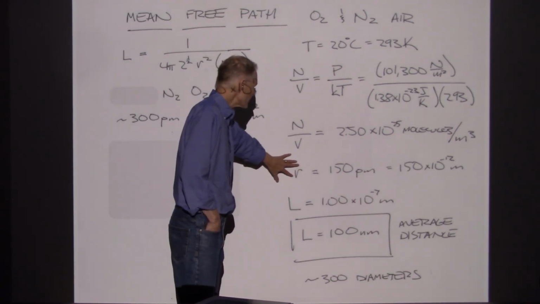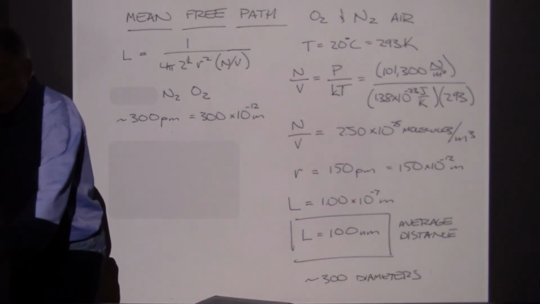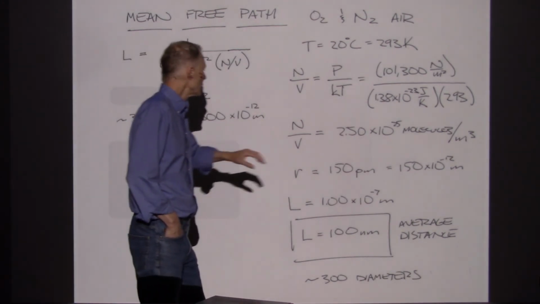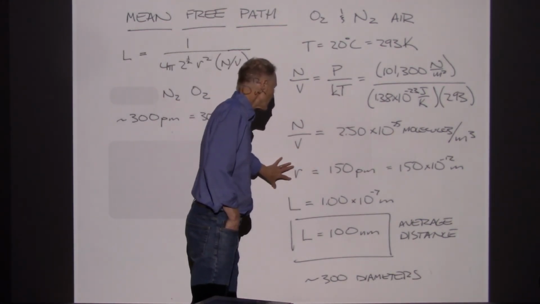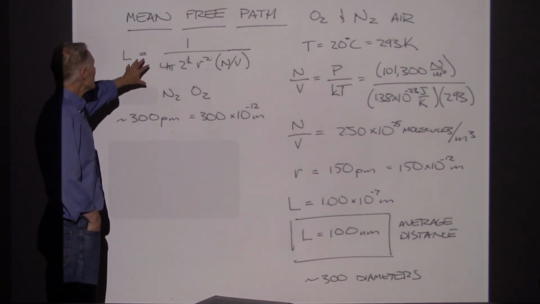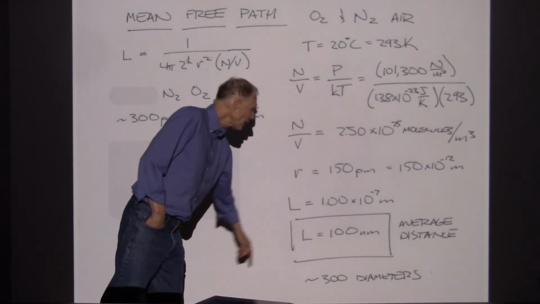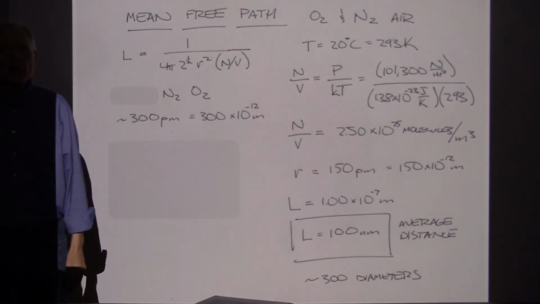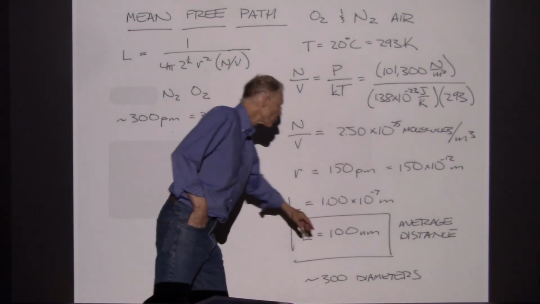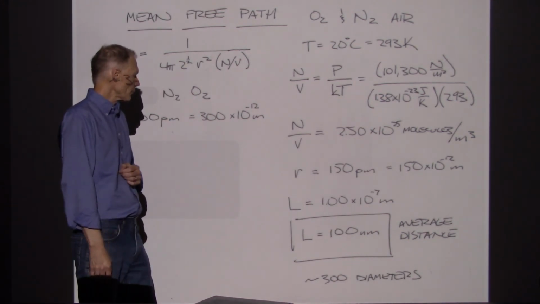And then the radius of these molecules, we're going to say, is about 150 picometers. I just want to double check. Yeah, it was a diameter. So they gave us a diameter of 300, and I reduced that to a radius of 150 picometers. And then I plugged all the numbers into this formula, and I got an average distance of 100 nanometers. That would be 100,000 picometers that the molecules travel on average before they collide with another molecule.